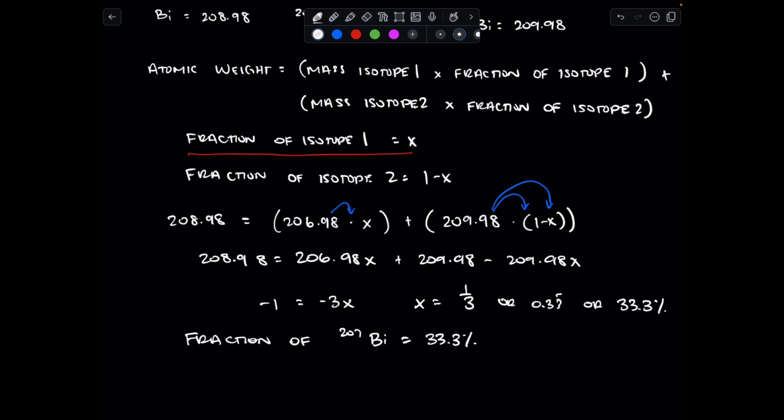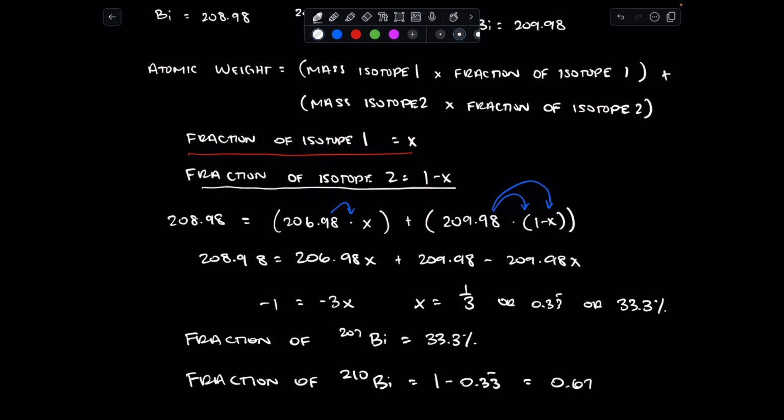Like I mentioned before, we know that the fraction of isotope 2 is equal to 1 minus x. In this case, our x is 33%. So 1 minus x, or 1 minus 0.333, turned into a percent. The fraction of 210 bismuth is equal to 1 minus 0.33 repeating, which is also equal to 0.67, or 67%. So the fraction of 207 bismuth is 33%. The fraction of 210 bismuth is 67%.